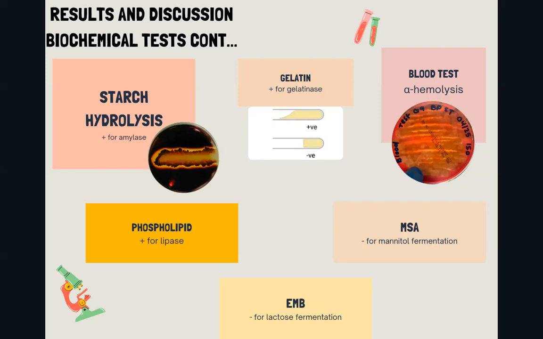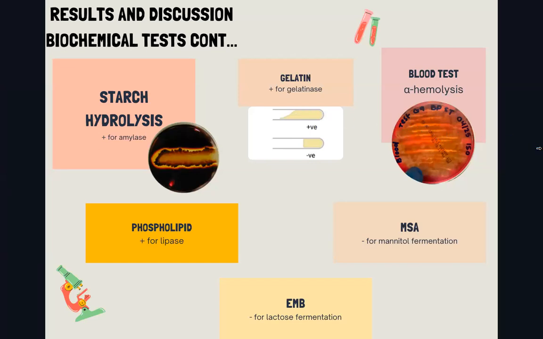The next test was the gelatin test, and our isolate was positive for gelatinase. So after conducting all of the steps and putting the broths on ice, our isolate still did not harden after the allotted time, meaning that there is gelatinase causing this fluidity within our broth.